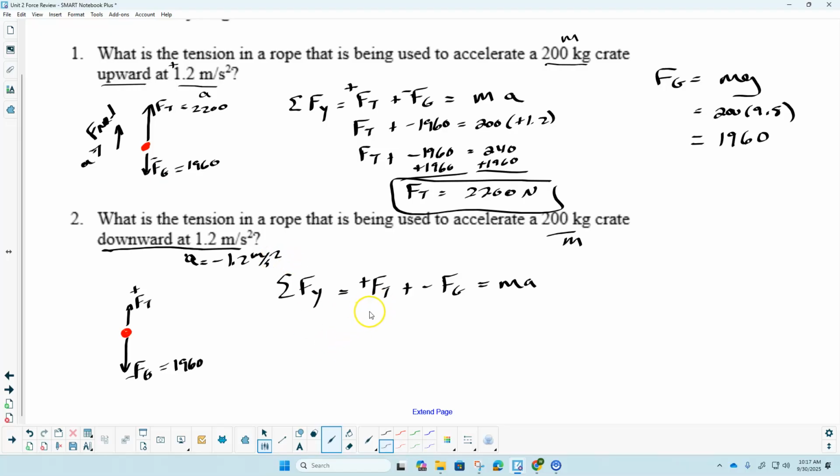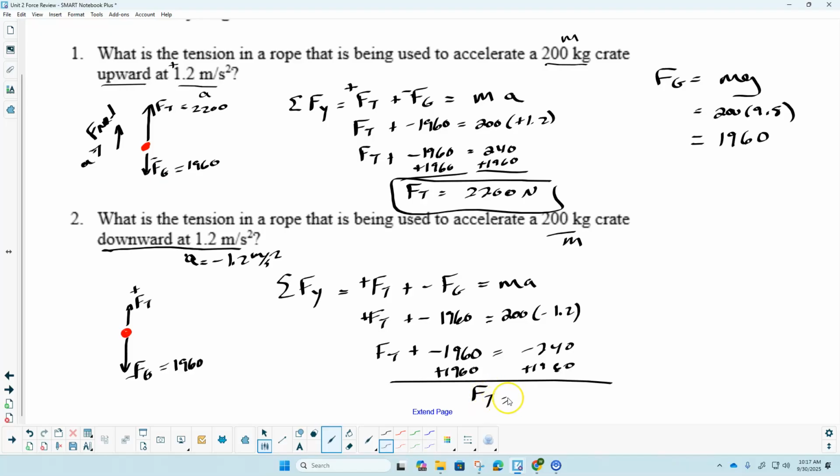So Ft, the tension, is still positive, gravity is still negative 1960. This time my mass is 200, I have a negative 1.2, so it just changes the value to a negative value on the right side of that equation. So it's a negative 240. And then I'm going to add 1960 to both sides.